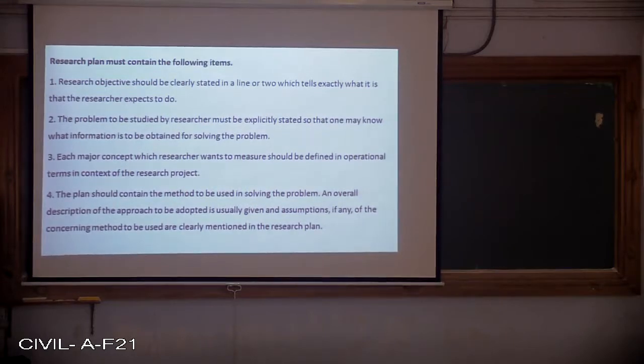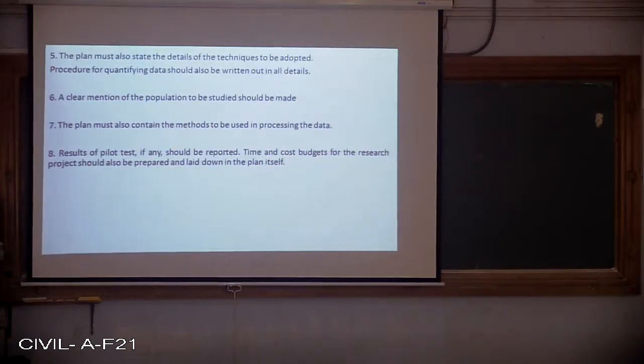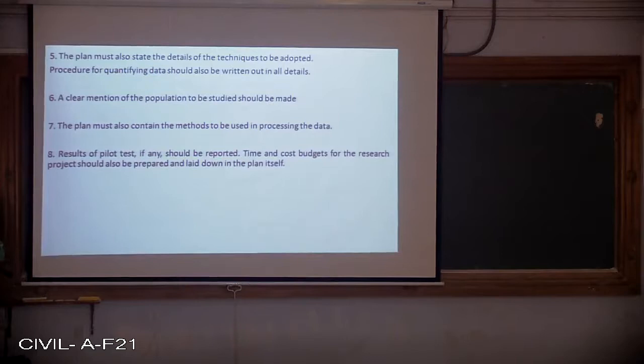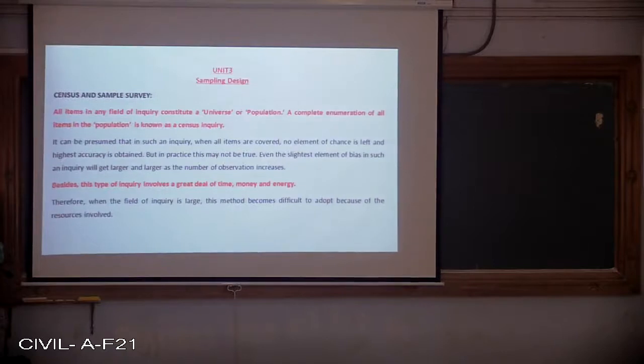And the plan should contain the method to be used in solving the problem. These are some of the items which a research plan should possess. The plan must also state the details of the technique to be adopted. A clear mention of the population to be studied should be made. The plan must also contain the methods to be used in processing the data. Results of the pilot test, if any, should be reported. Time and cost budget for the research project should also be prepared and laid down in the plan itself. Okay, so this is all about research design.